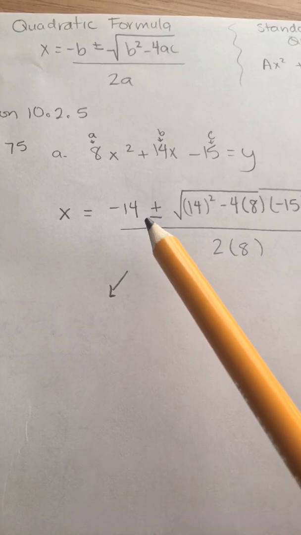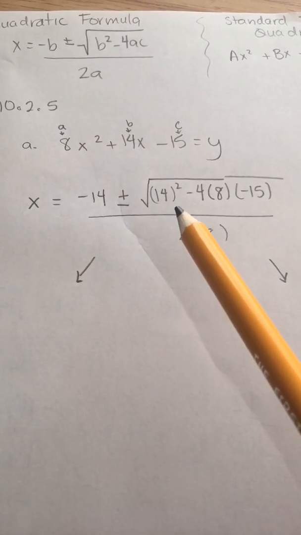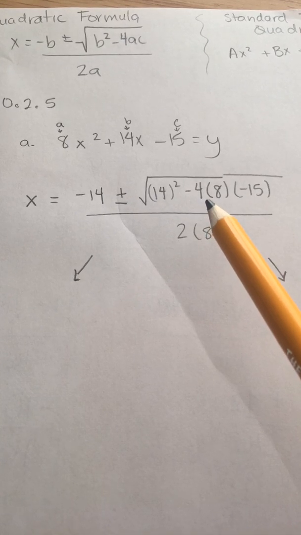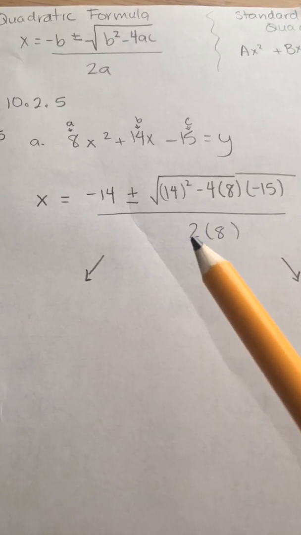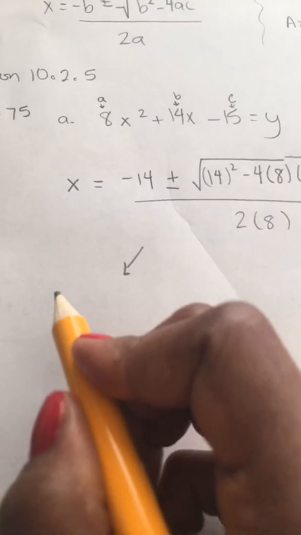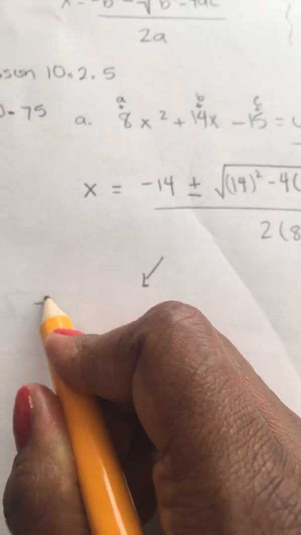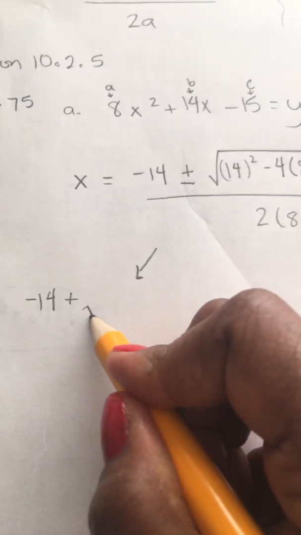So I already wrote that in here. Negative 14 plus or minus the square root of 14 squared minus 4 times 8 times negative 15, divided by 2 times 8. I'm going to break that up because that plus or minus means we have two answers, one where we add the negative 14 and one where we subtract.